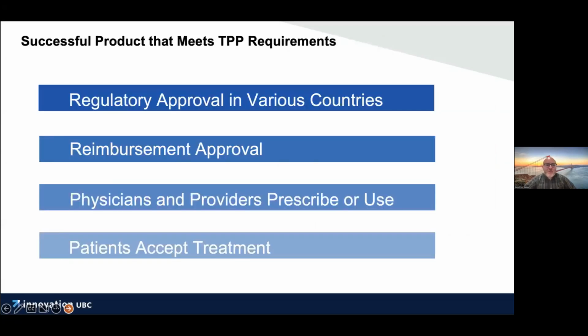So for a successful product that meets TPP requirements, assuming that you've done a good job of making a comprehensive target product profile, you can get regulatory approval in various countries, reimbursement approval, physicians and providers actually prescribe and use the product. And last but not least, patients actually accept treatment and are able to afford it.